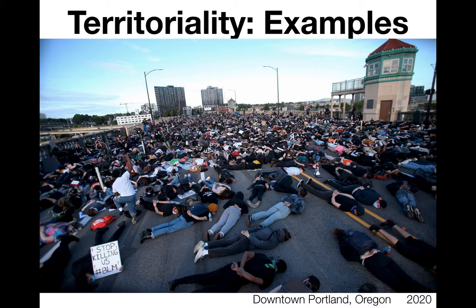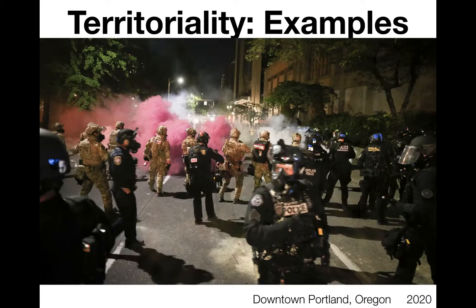More recent examples would be the protests in downtown Portland that happened in 2020. So this is protesters exerting control over downtown Portland. Now the reaction from the state was to re-exert control over this same space. So this is another example of territoriality.